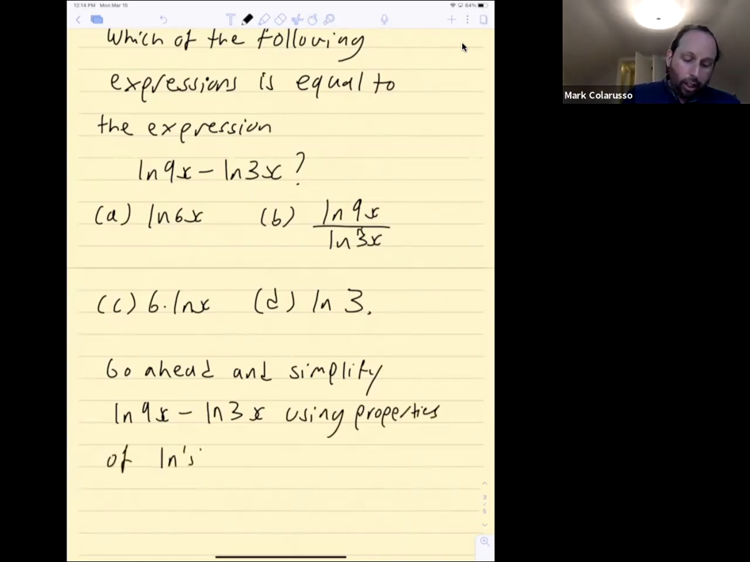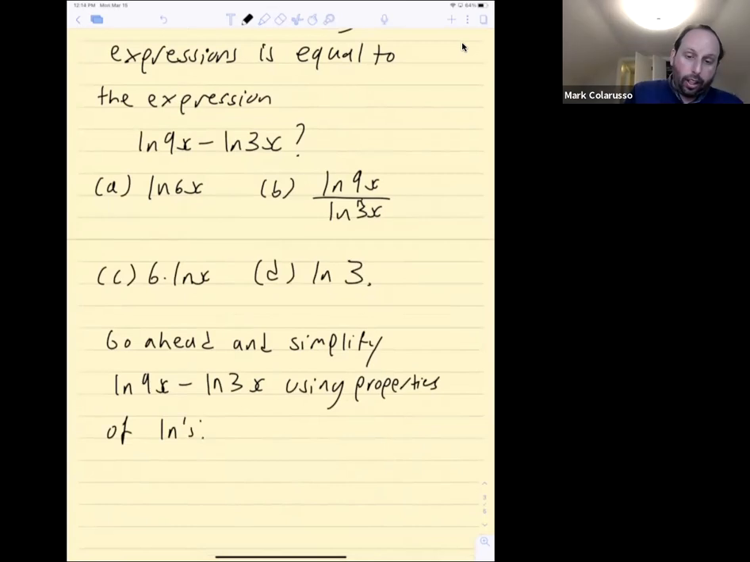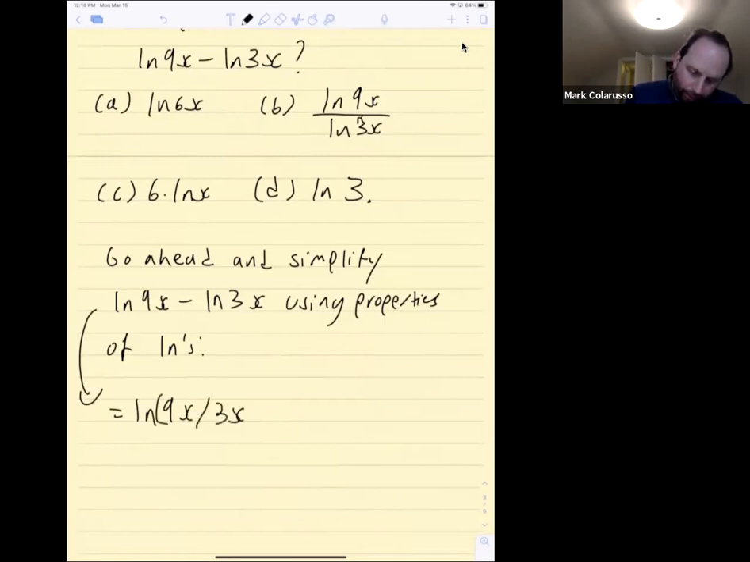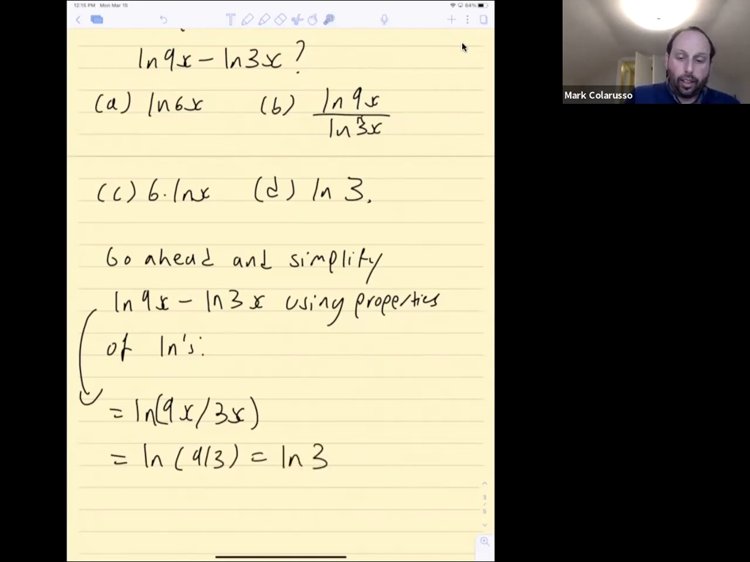The first thing I see when I look at this is a difference of ln's. So let's mess around with that. This equals the logarithm of the quotient, so it's ln of 9x over 3x. And now we can do some cancellation. That's ln of 9 over 3, so that's ln of 3, which we see is D. So the correct answer is D.